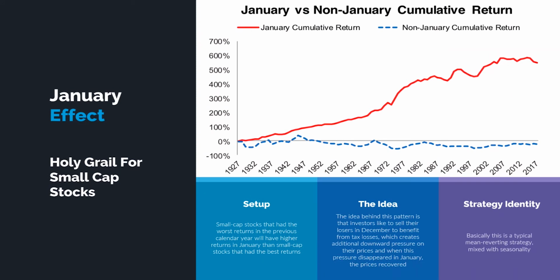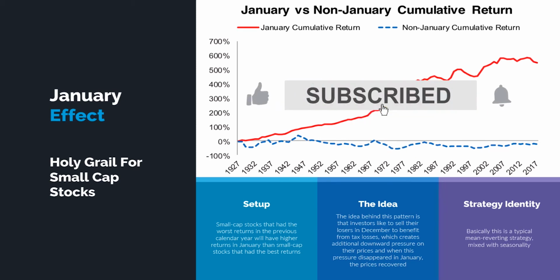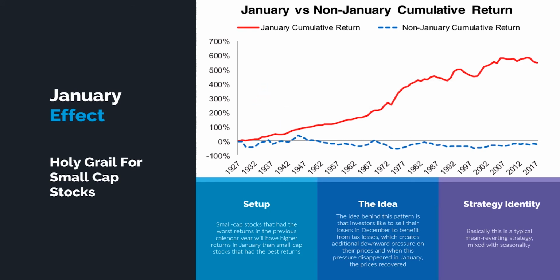There are a lot of different approaches for this seasonality. One of them is that small cap stocks that had the worst returns in the previous calendar year will have higher returns in January than small cap stocks that had the best returns. The idea behind this pattern is that investors like to sell their losers in December to benefit from tax losses, which creates additional downward pressure on their prices, and when this pressure disappears in January, the prices recover somewhat. Basically, this is a typical mean reverting strategy mixed with seasonality.